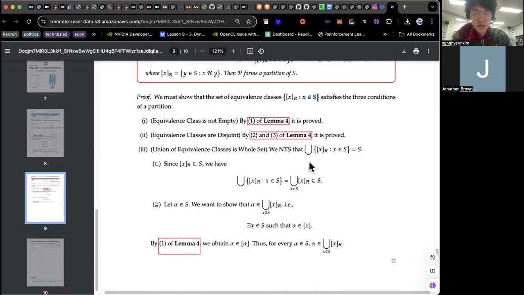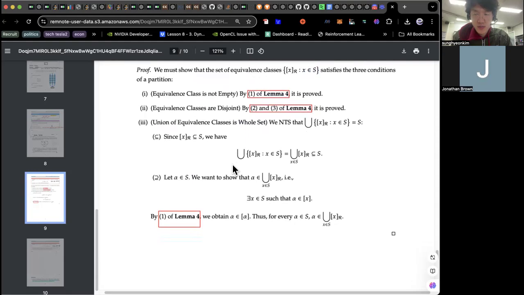So you need to show that the union is the whole set. That's what you need to show. By definition, an individual equivalence class is a subset. So you have that the union of equivalence classes is at most a subset of S. Right, it will be the same thing, because you will get the whole subset, then it will become the whole set.